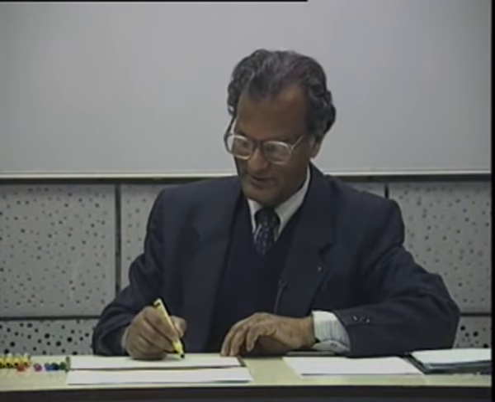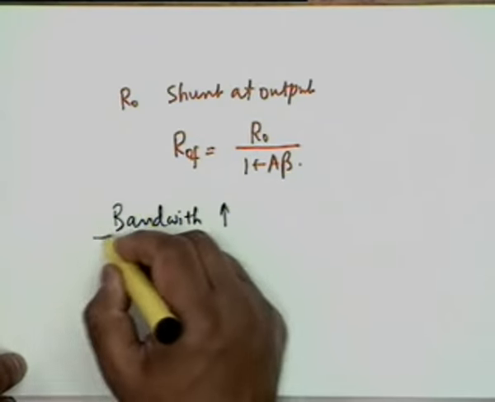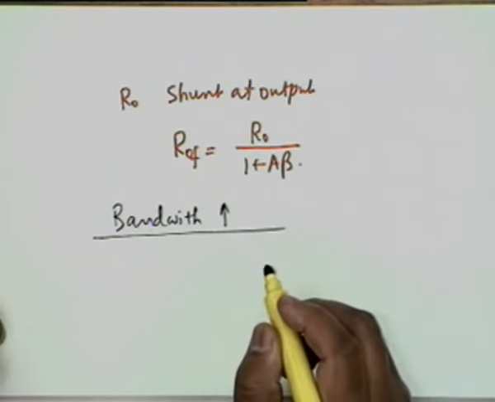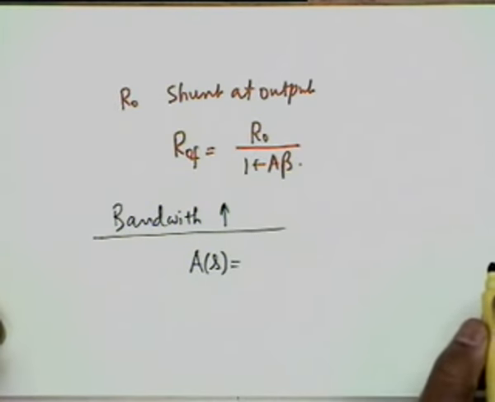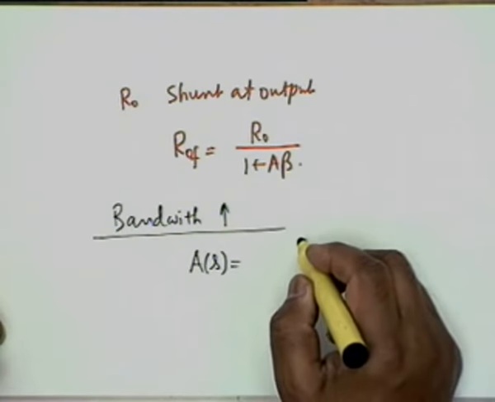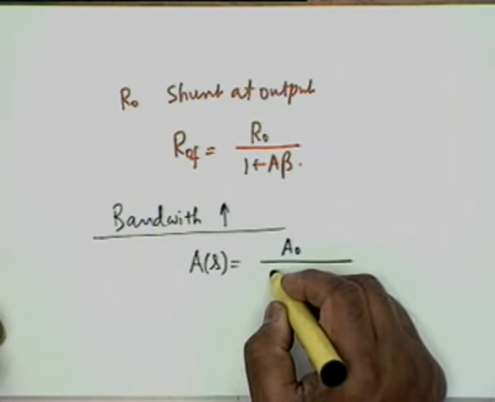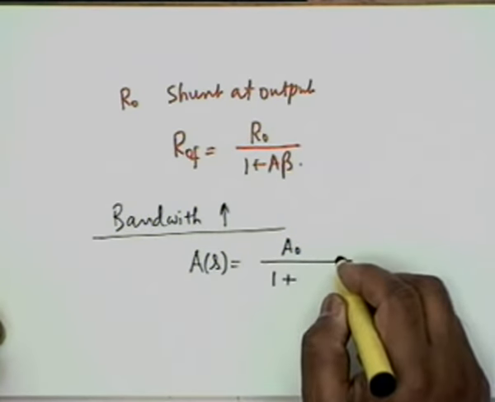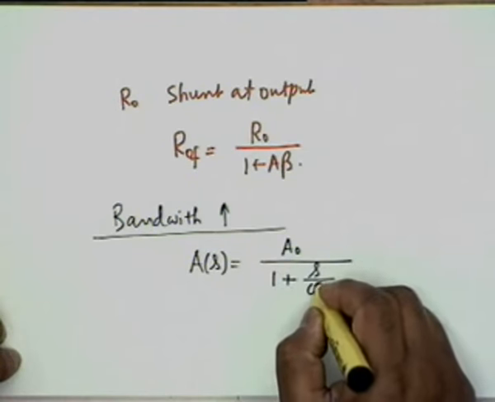Now, I also told you that negative feedback increases the bandwidth of an amplifier. It helps to improve the bandwidth of an amplifier, and that is very easy to establish. Suppose we consider the high frequency response of an amplifier. At high frequencies, an amplifier A of S is of the form A0, the midband gain, divided by 1 plus j omega by omega h. We replace j omega by s, so it becomes s by omega h.